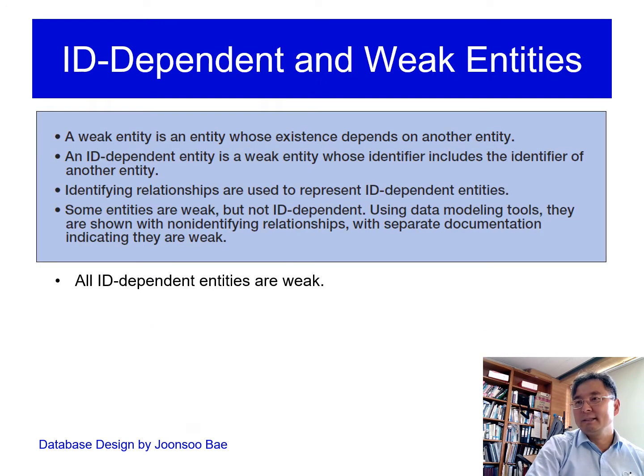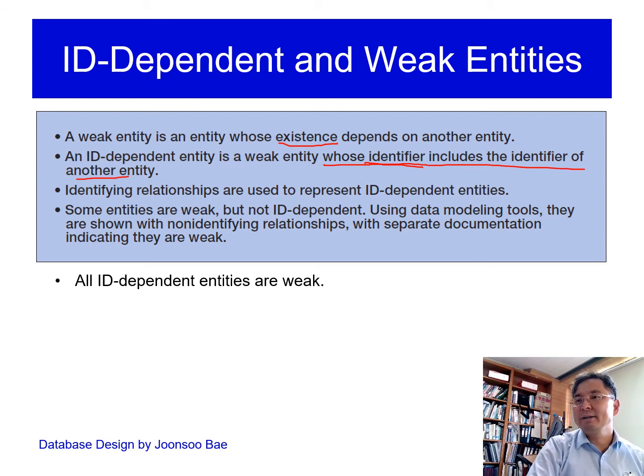Okay, yes, this is a weak entity, and we can compare ID dependent entity and weak entity. Even though they are very similar concepts, there is also a clear difference. A weak entity is an entity whose existence depends on another entity. And an ID dependent entity is a kind of weak entity, but its identifier includes the identifier of a parent entity. Okay, so that's the difference.